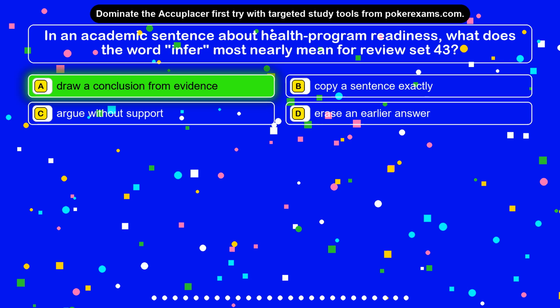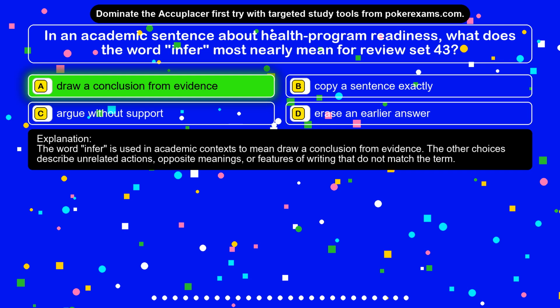The correct answer is option A, draw a conclusion from evidence. The word infer is used in academic contexts to mean draw a conclusion from evidence. The other choices describe unrelated actions, opposite meanings, or features of writing that do not match the term.